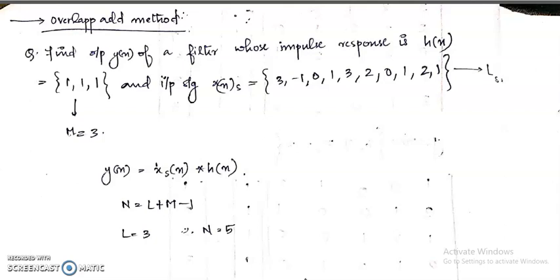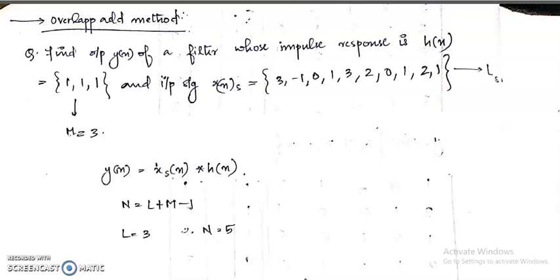Today we discuss the overlap add method. We can start with an example. Here we want to find the filter output y of n. The given quantities are the impulse response h of n, that is 1, 1, 1, which means its length is 3, and an input signal x of n whose length is 10. We want to find the output y of n.